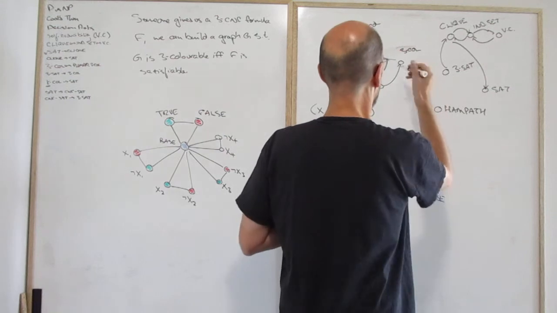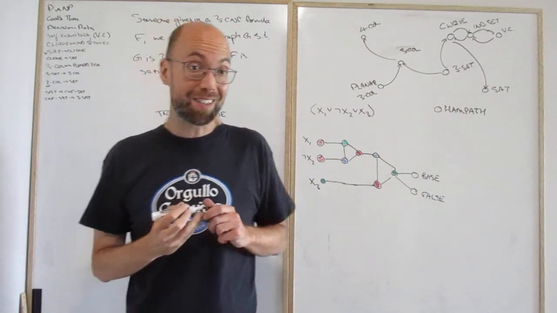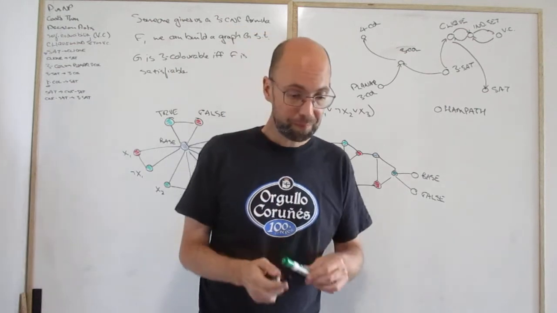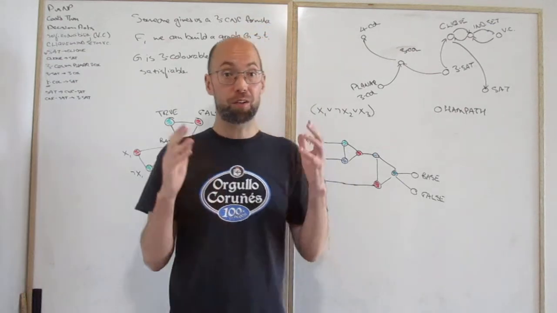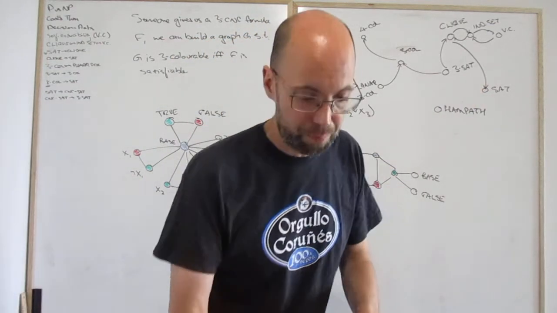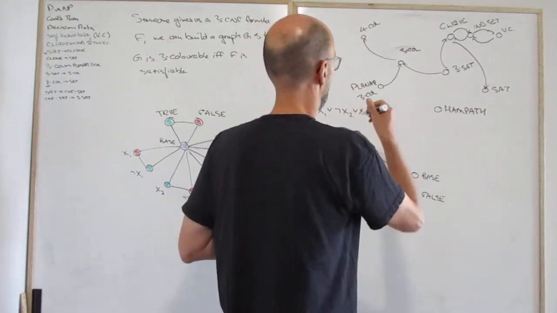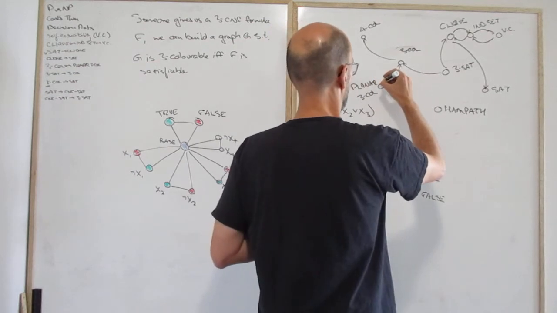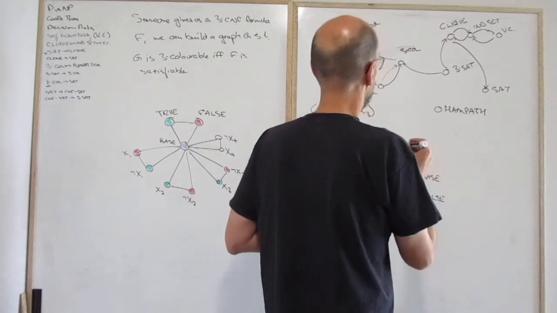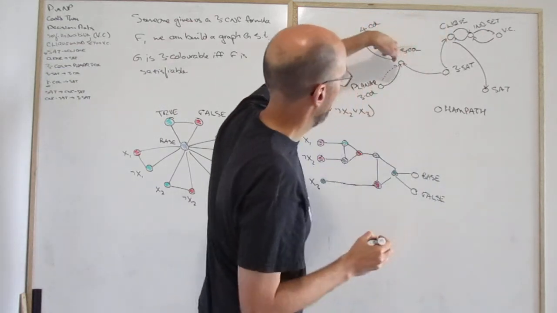3SAT reduces to 3 colorability. If there exists a polynomial time algorithm for 3 colorability, then there exists a polynomial time algorithm for 3SAT. I'm going to put in dashed lines all of the other things that I would like to show you today but we're not going to have time, but you can read about them on the internet. So 3 colorability, I'm not going to show that.